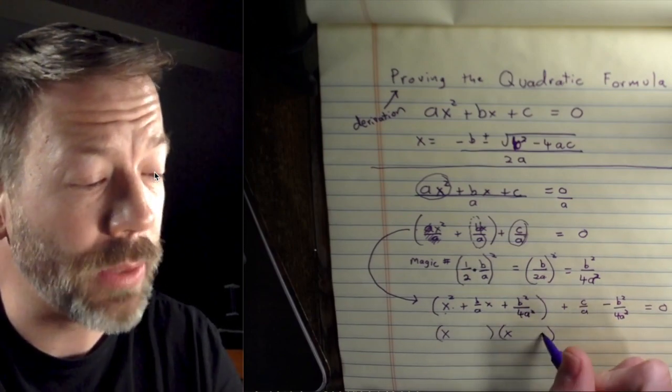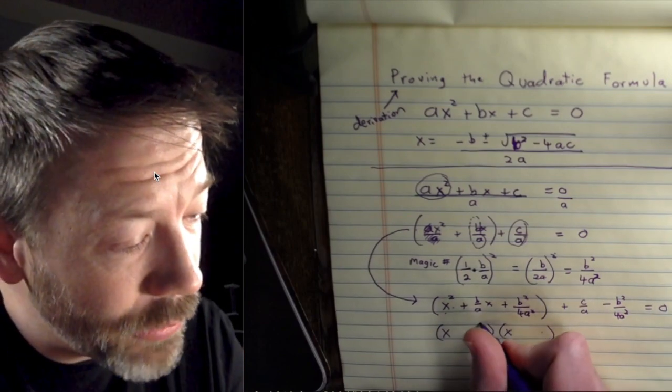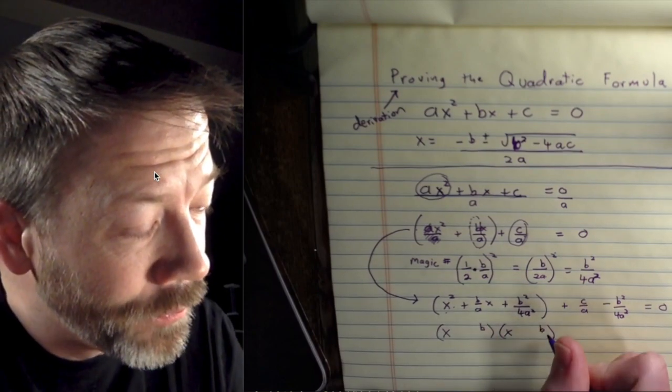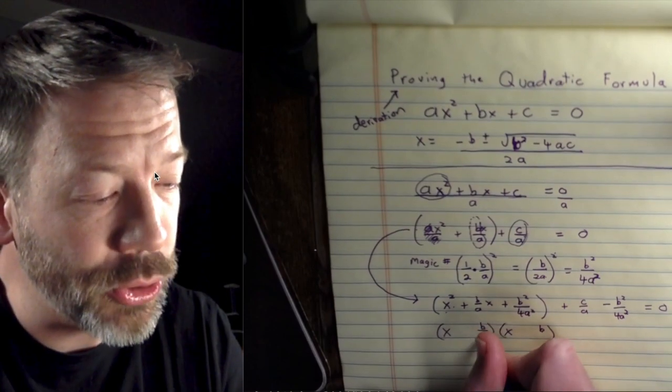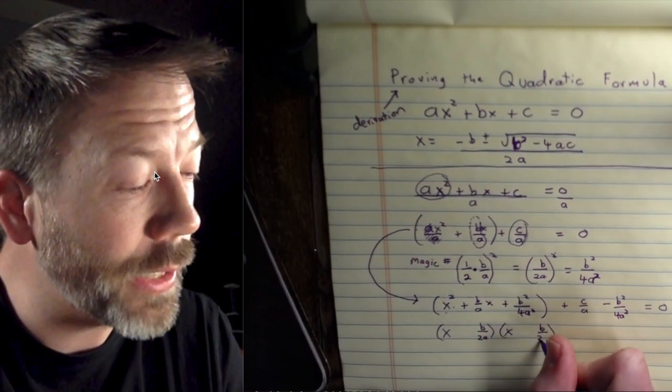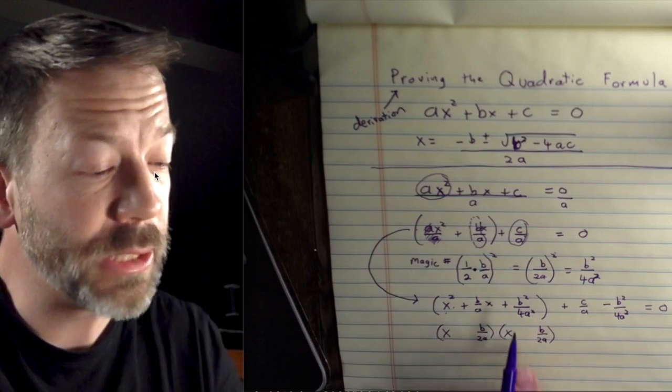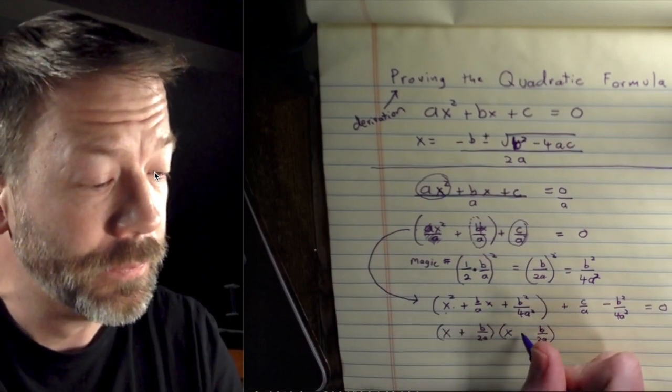If I just said what times what makes b squared, well, that would be b times b. And then what times what makes 4a squared? That's going to be 2a and 2a. It is positive. I'm going to try it with a plus plus.